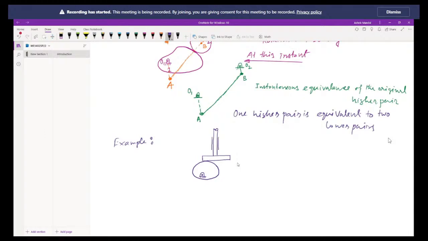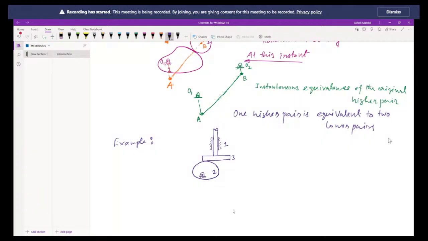And that is guided by this fixed link. So how many links are here for this case? This mechanism, how many links are there? The fixed link is 1, this is 2, this is 3. Not 4, because this is a fixed link 1, right? So there are 3 links.